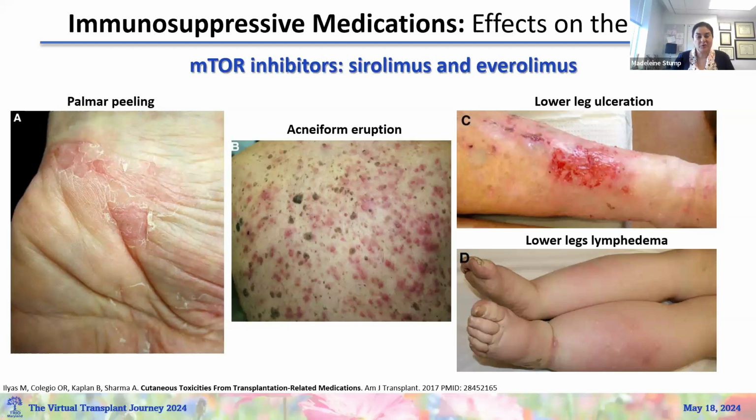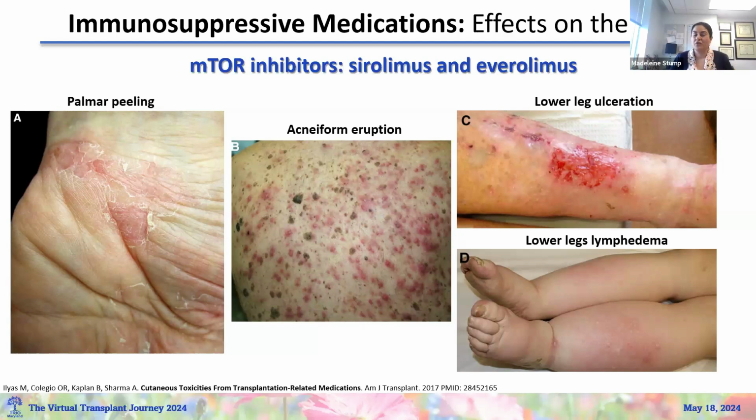It's rather uncomfortable because this excessive peeling can lead to painful erosions and also fissuring of the skin. Interestingly, it may resolve spontaneously even while on the medication, but oftentimes resolves after discontinuation. The middle picture shows, again, acne formation in a patient on sirolimus. The mTOR inhibitors affect the so-called pilosebaceous unit, or the hair follicle unit, and that leads to formation of acne.